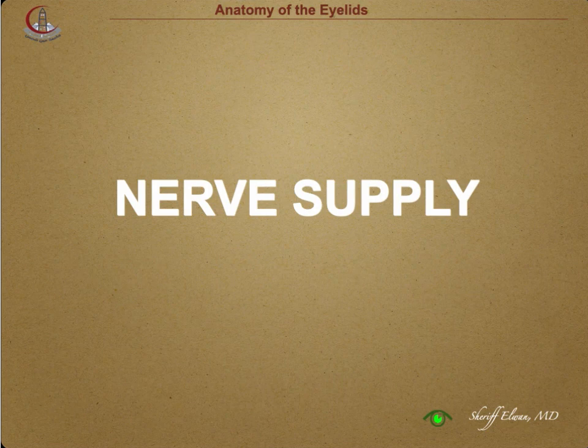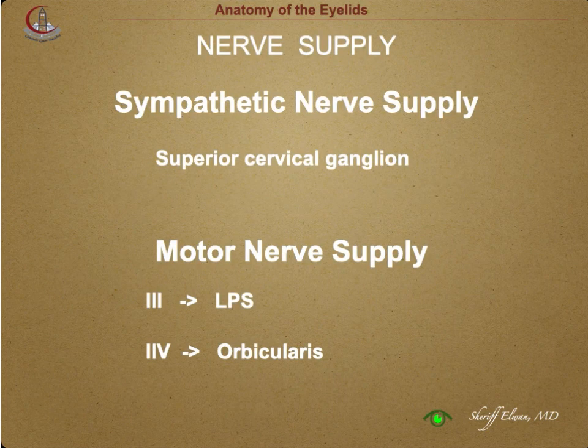Now we shift to the nerve supply of the eyelids, and the nerve supply is via autonomic and somatic systems. The sympathetic nerve supply comes from the superior cervical ganglion, and the motor nerve supply comes from the third and the seventh. The third gives the levator palpebrae superioris, and the seventh gives the orbicularis.